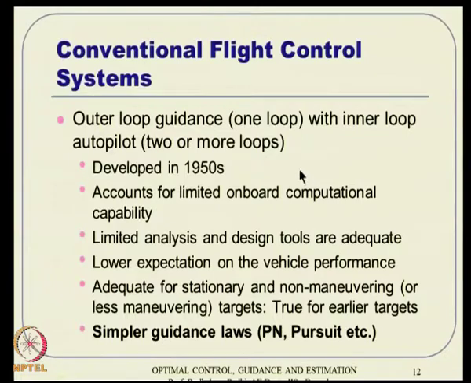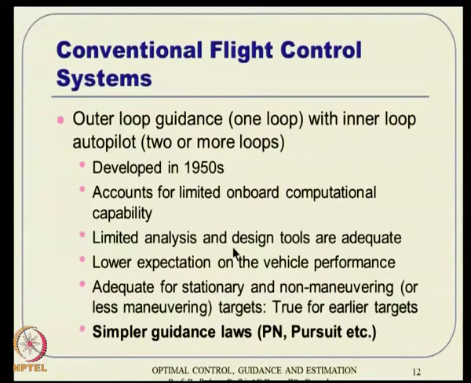And more than that, people sometimes put integral feedback for better performance, and then you have these actuator loops inherently sitting there. So, you have at least one loop in the guidance, and then inner loops, at least 2 loops in the autopilot. This concept was developed around the 1950s, where many missile guidance ideas also got developed. It also accounts for limited onboard computational capability, because each loop means a small subsystem sort of thing. So, you do not have to computationally burden your system.